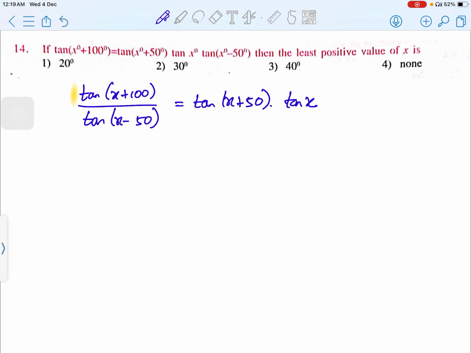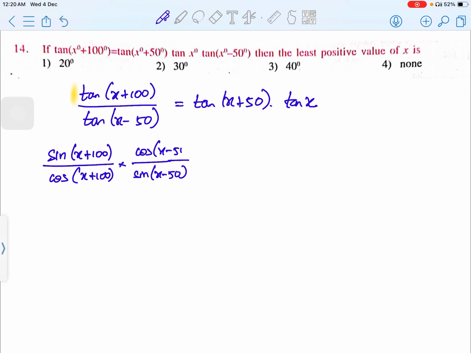What will happen if you write tan as sine by cos: sine of x plus 100 divided by cos of x plus 100 into sine of x minus 50. In the numerator you will get cos of x minus 50. So this one will be sine x plus 50 divided by cos x plus 50 into sine x by cos x. So in the numerator, if you apply the transformation formula, you will get 1 by 2 times, and in the denominator also you will get 1 by 2.